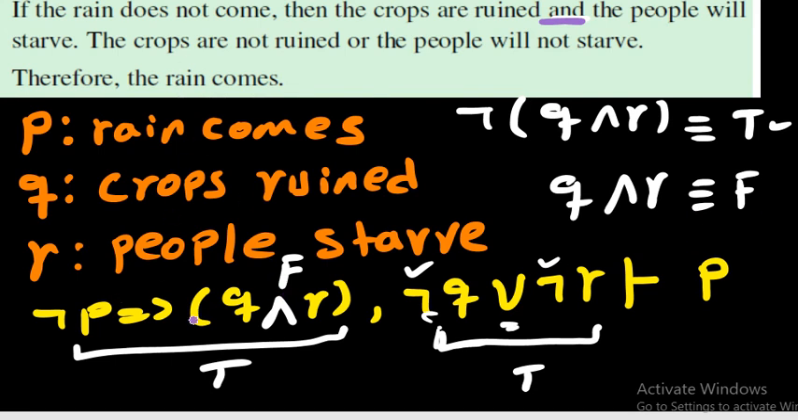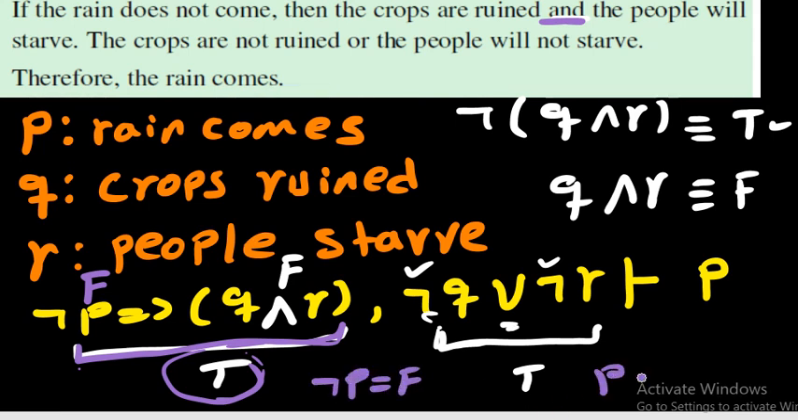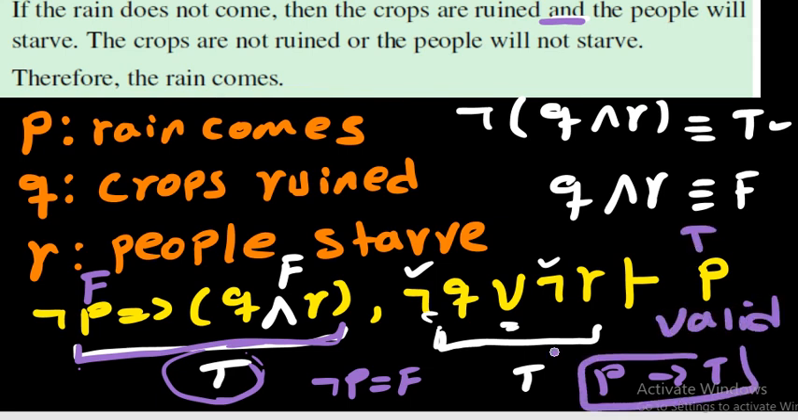Therefore, if this is false, the premise must be what? To make the whole premise true. Okay? This is a conditional statement, an implication. In case of implication, if the conclusion is false, necessarily the if part, the premise, has to be false to make it true. So what do you know? Negation of P becomes false. Negation P false. What does that mean? P is true. This is what we were looking for. P becoming true means it is valid, obviously.